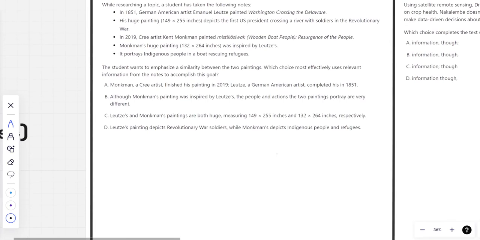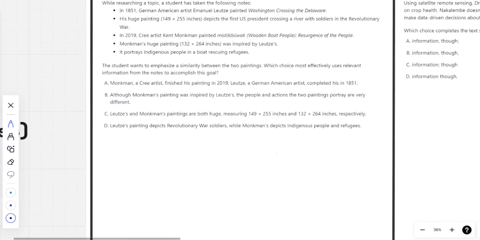All right. The next few questions are going to be reading questions because we've got to study our reading and grammar for the SAT. This one's a new, interesting type of question that we see in the digital SAT, where we get a student's notes and then have to do something with those notes. In this case, we want to emphasize a similarity between two paintings and use relevant information from the notes to accomplish this goal.